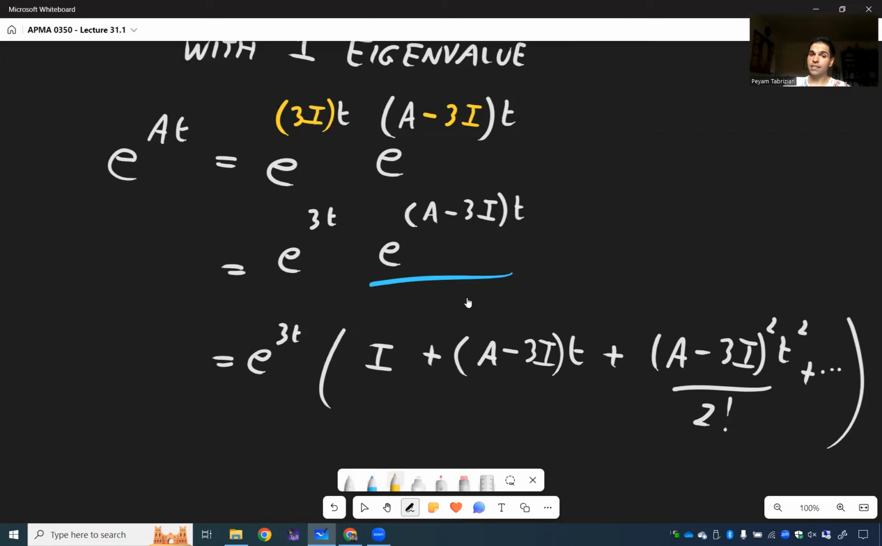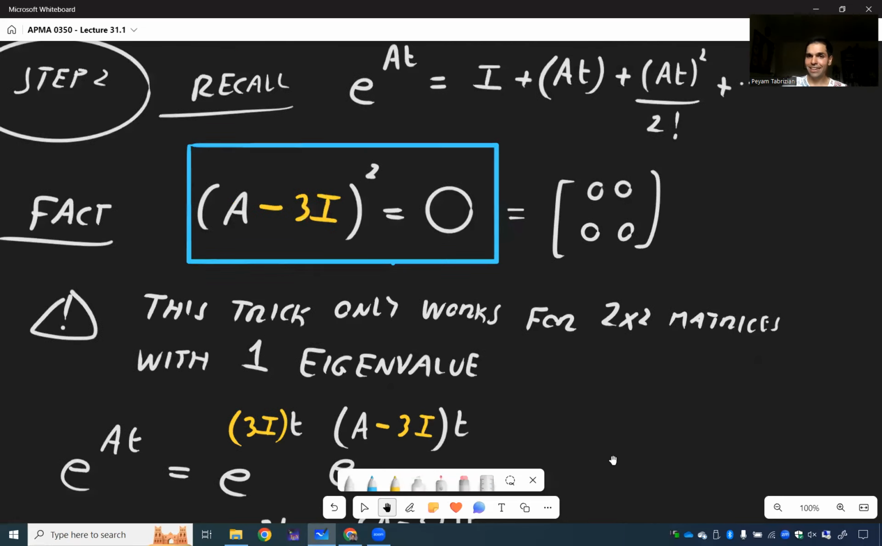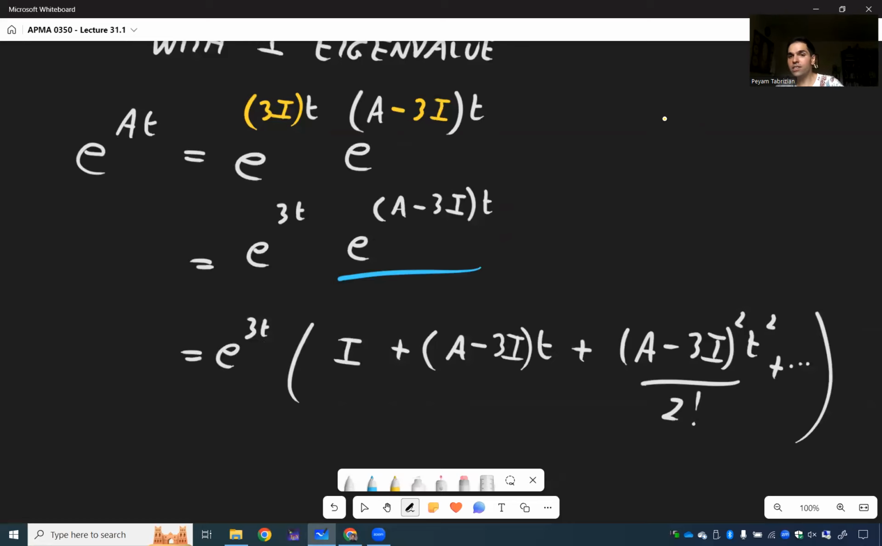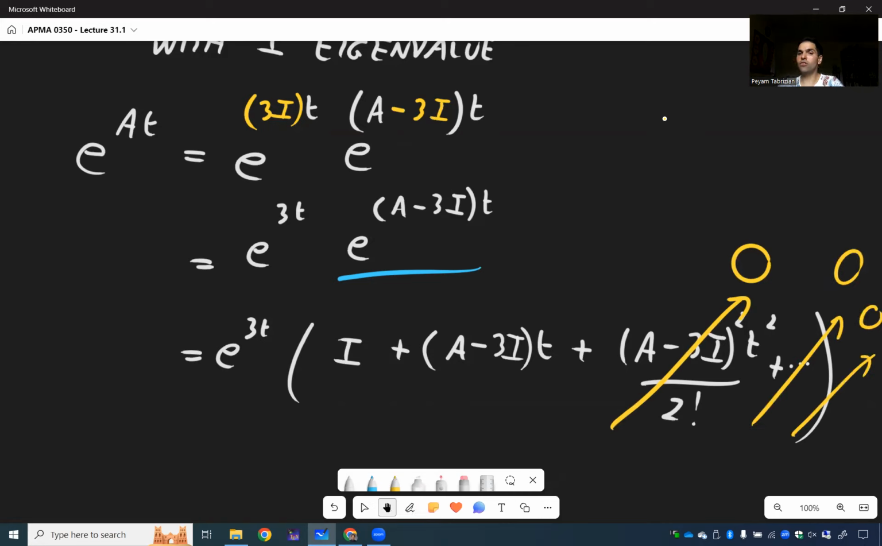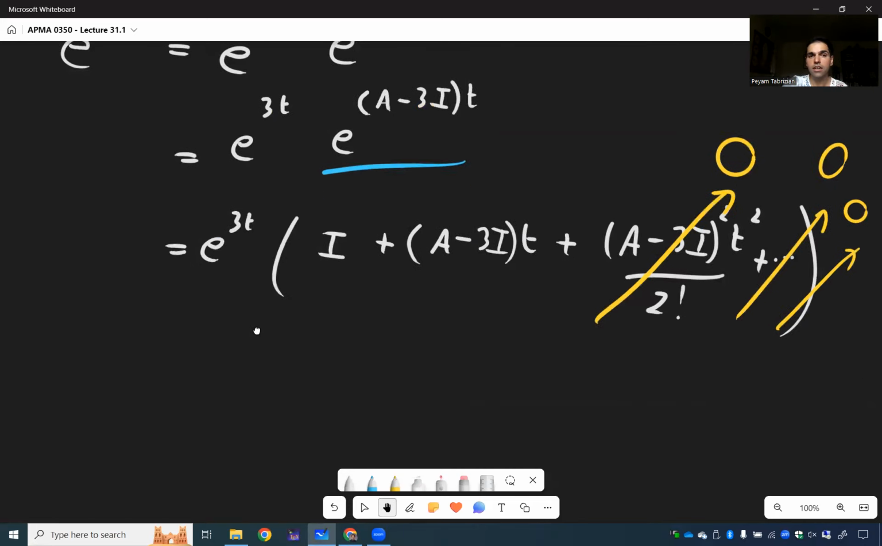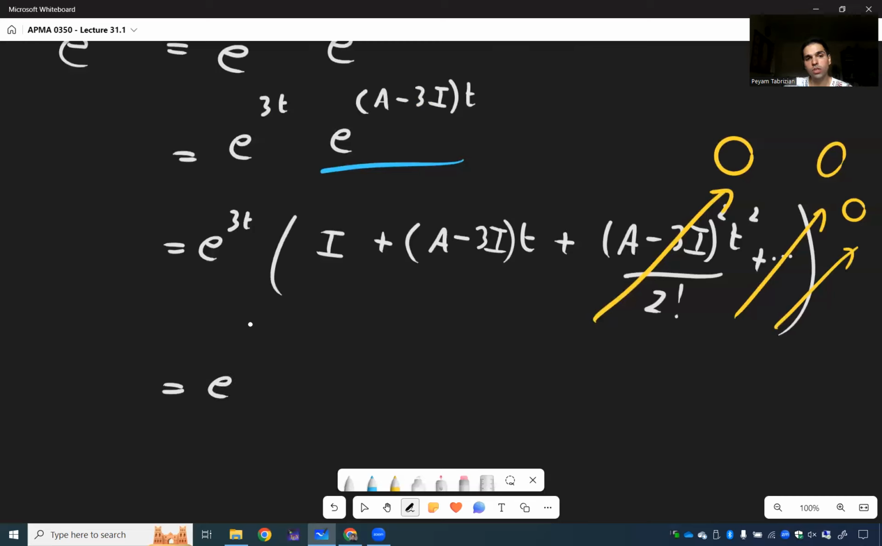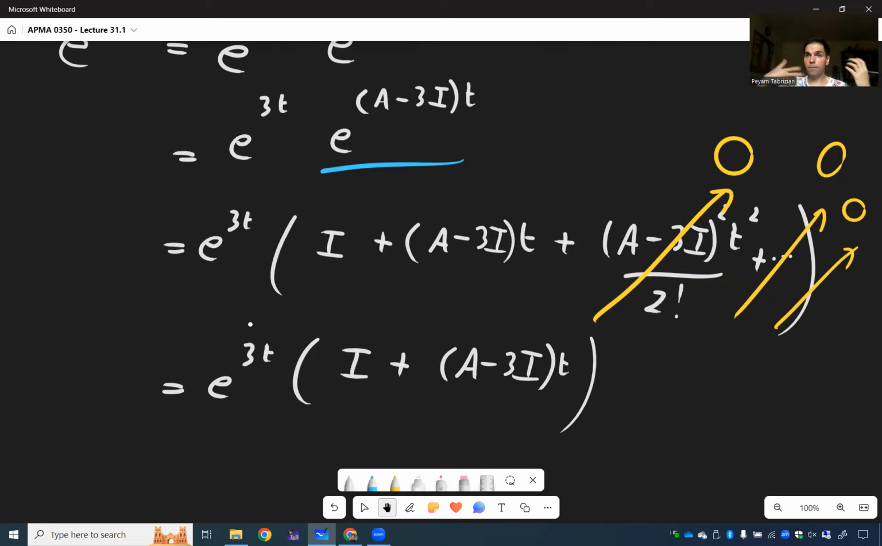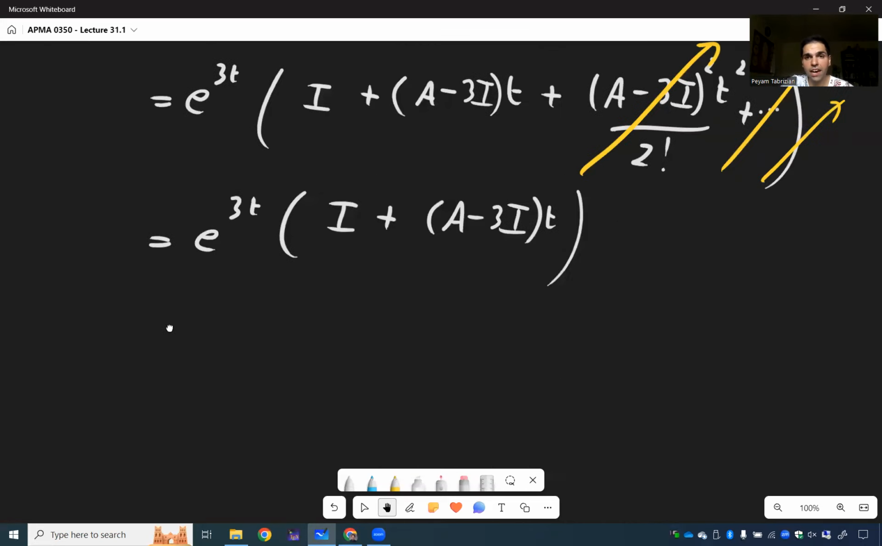But wait a moment. We have (A minus 3I) squared. Didn't I just say it's 0? Yes, it is. So this whole t squared term actually becomes 0, and the same for the cube terms and the fourth terms. So after the dust has settled, we end up getting just e to the 3t times I plus (A minus 3I)t, a much simpler sum. And we can calculate this.